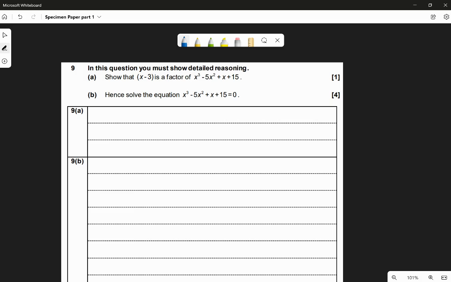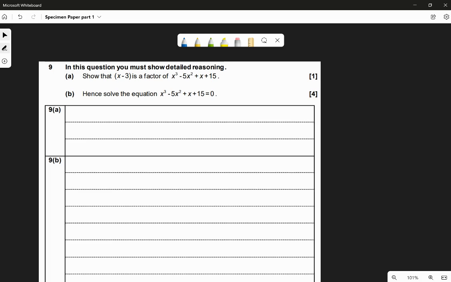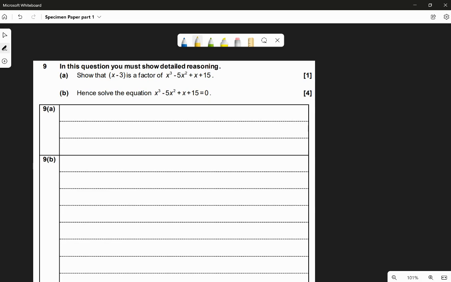Okay, the factor theorem states that if x minus a is a factor, then f of a will equal 0. Because if I replace x with a, this bracket will be 0, and if one factor is made 0, you are multiplying by 0, so the result of the entire expression would be equal to 0. So if I replace x with a, I've got 0 in that case.